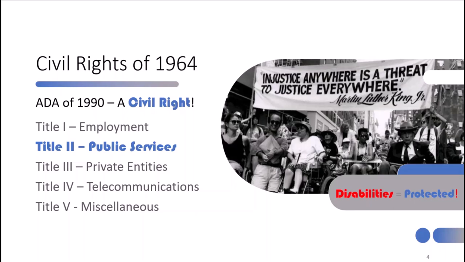Now the ADA is divided up into 5 titles or sections. The title that we're going to be discussing in today's webinar is Title II for Public Services. Why that's important is because pedestrian facilities provided by a government entity are considered to be public services. And the ADA requires that all services, programs, and activities remain accessible to and usable by persons with disabilities.